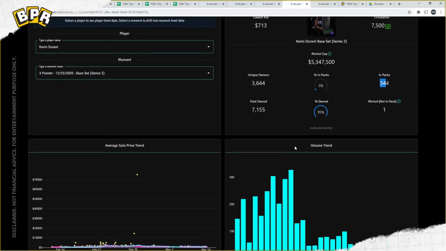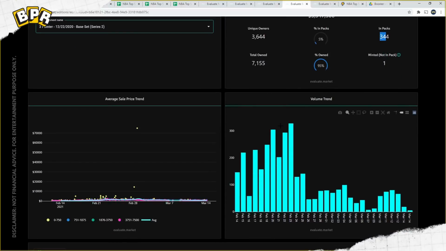And I forgot to show you guys the sales data and volume trend. As you can see, the prices have been in this range for a while. We haven't seen anything turn up yet, and you can also see that the volume has dropped from March 12th to March 14th.